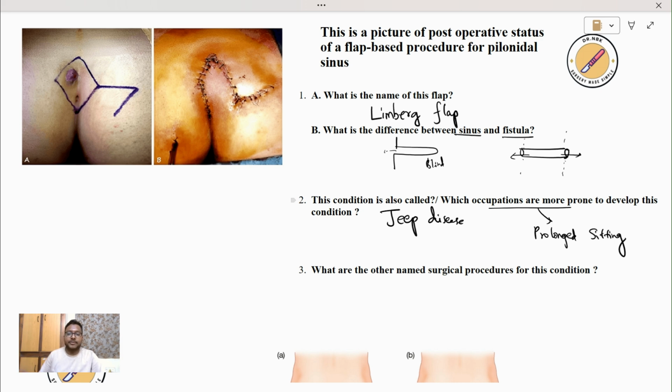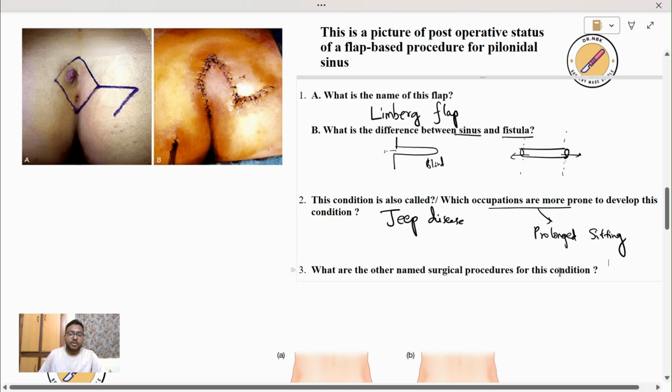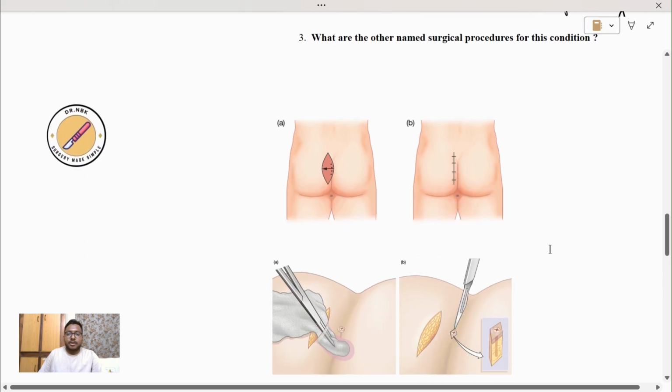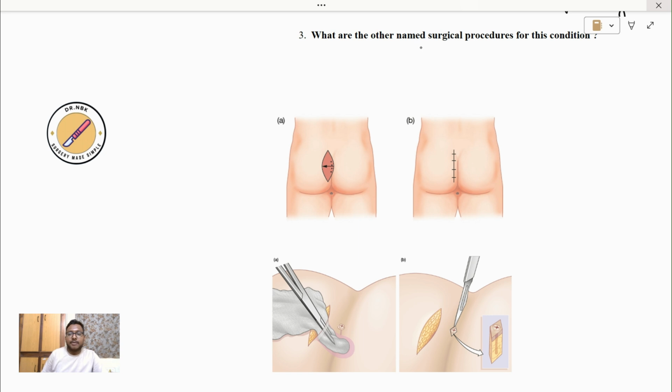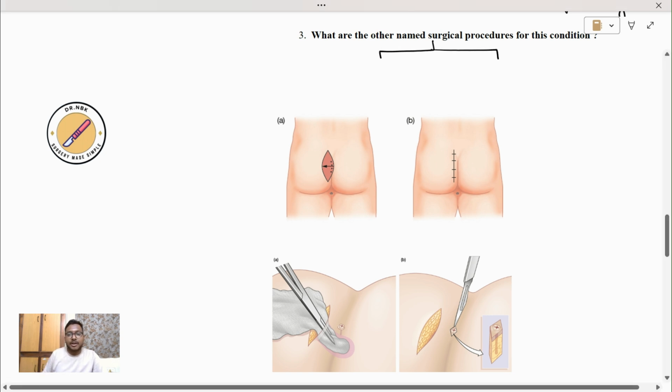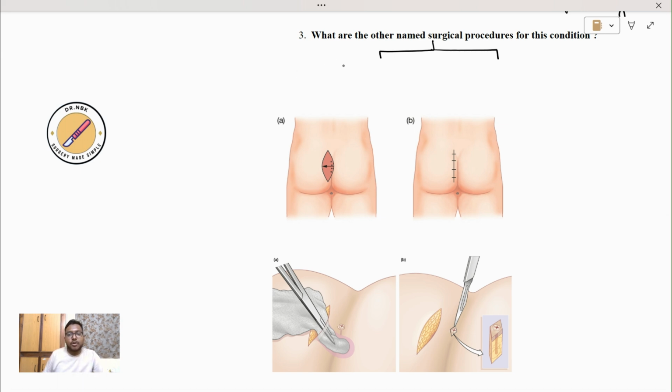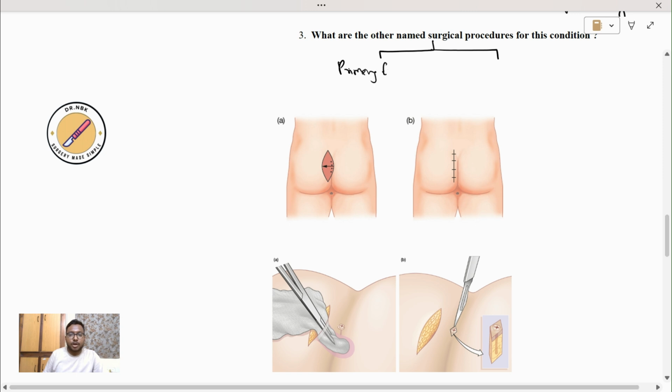Okay, right. Next, what are the other named surgical procedures for this condition? We need to understand that the treatment options for pilonidal sinus can be categorized. If it is full of abscess, obviously you cannot close the wound with a flap. In such conditions, you will just excise the disease and keep it open. That is called primary excision, or laying open of the wound. That is one option, nothing but keeping it open.